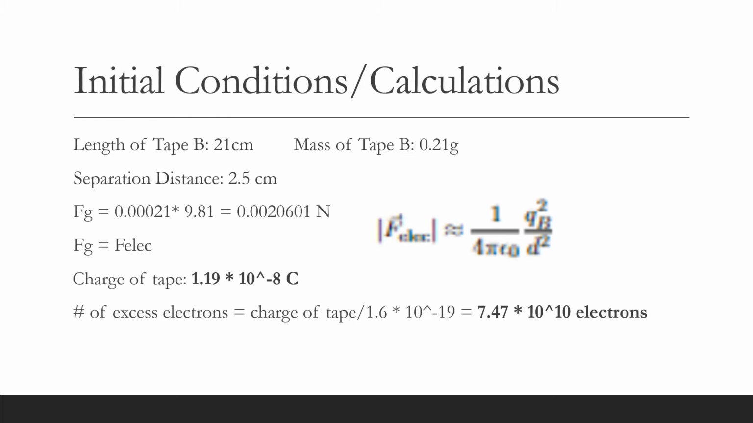So we can use this equation on the right. That force of gravity is just going to substitute for the force of electrons, and then we can solve for Q, and we end up getting 1.19 times 10 to the negative 8 coulombs. And we divide that by 1.6 times 10 to the negative 19th, which is the charge of an electron, to get the total number of electrons that were transferred onto the piece of tape.